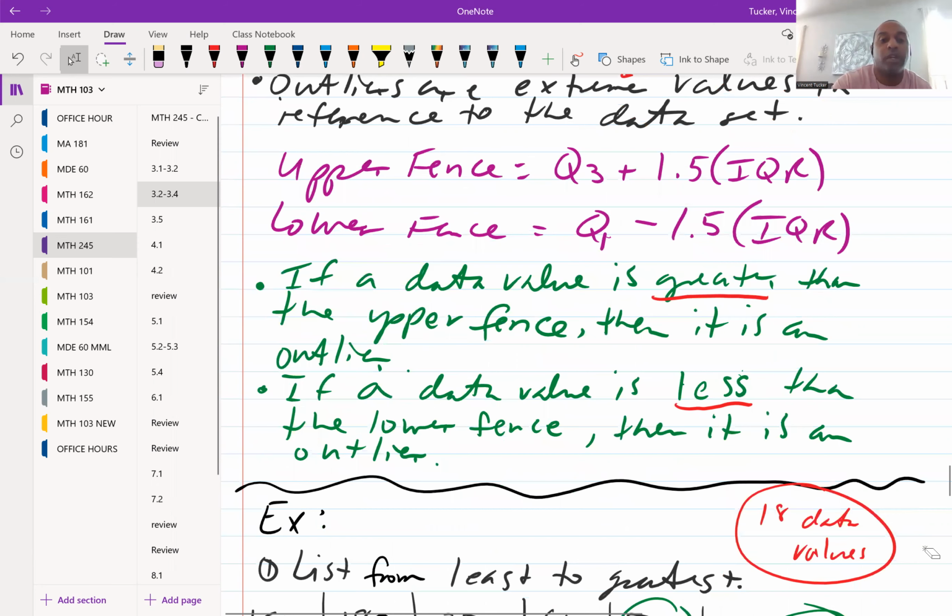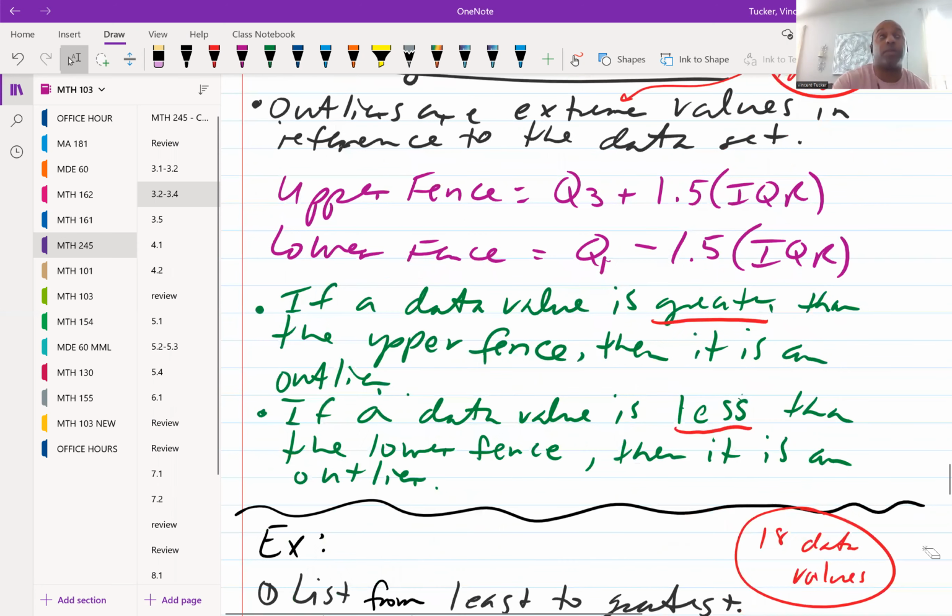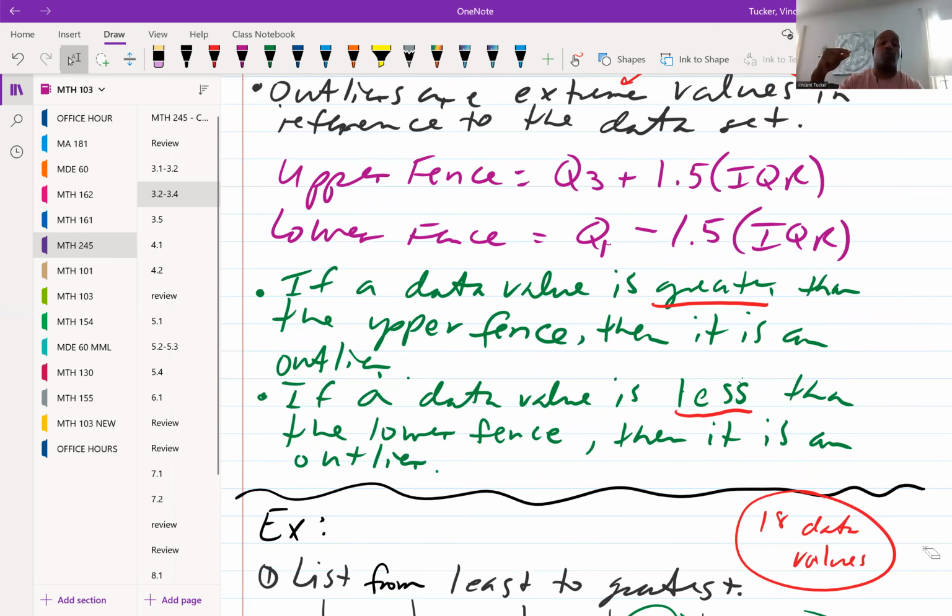Let's do an example. What we're going to do is follow these steps. We're going to follow the steps to get the quartiles, and then we're going to find an IQR. Then we're going to establish our upper and lower fence and see if we have any outliers.